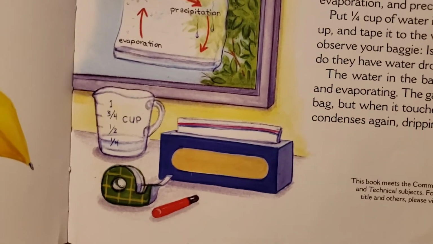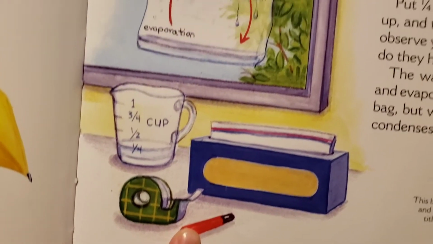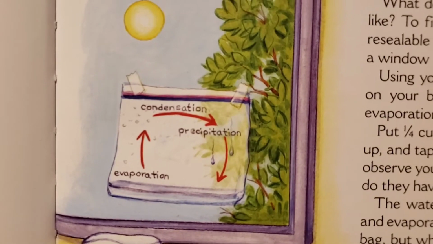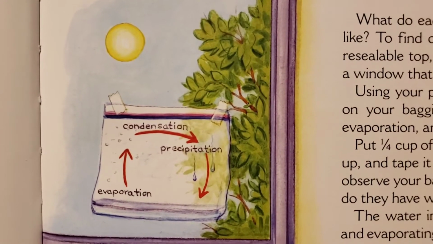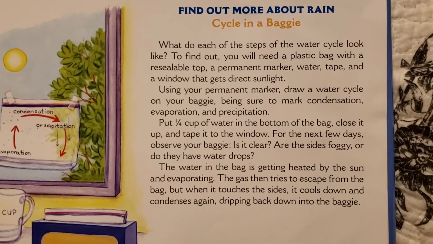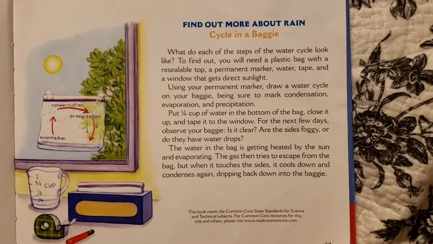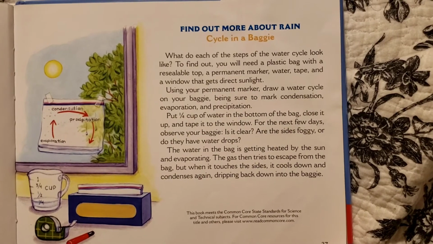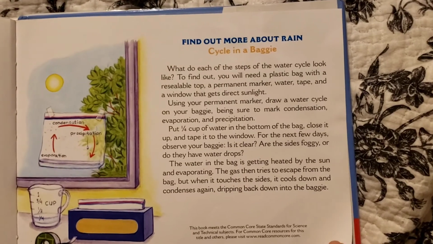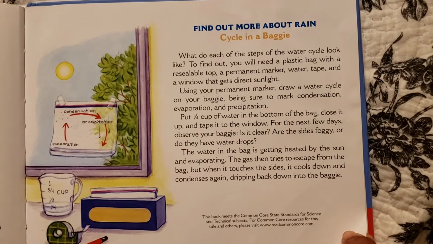Oh, this is a good experiment. You use a baggie and you use tape and you use a marker and a cup. And then you put the water, and it says that's what you're looking at, the arrows. Evaporating the water, then condensation, and it goes back into precipitation. And so if you want to do this experiment about the water cycle, here are the directions. I'll let you just look at it. And basically you put a fourth of water in the bottom of the bag. And then you close it and tape it to the window.